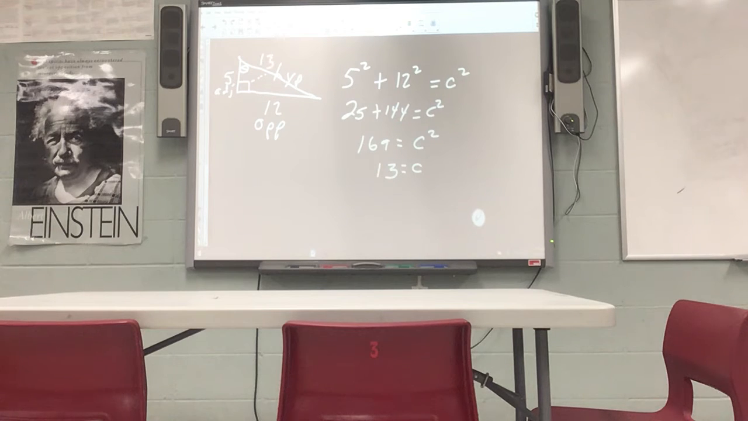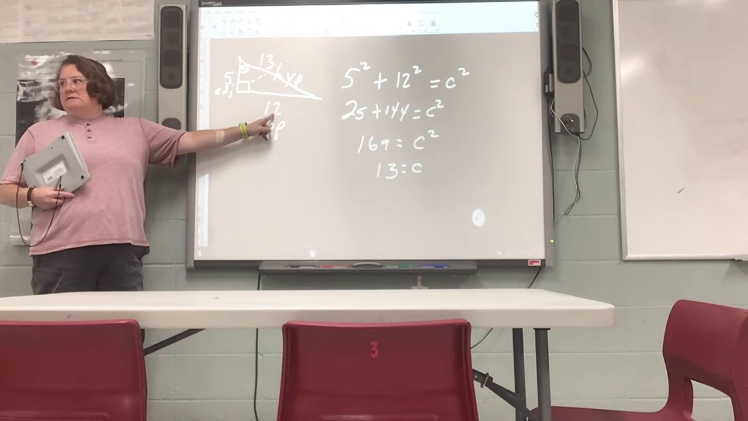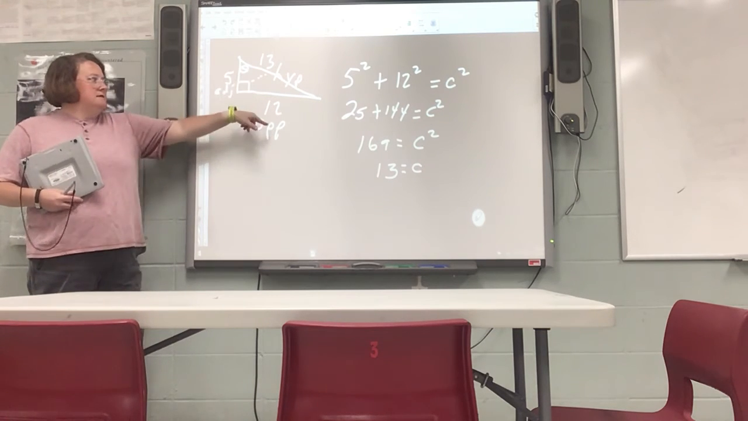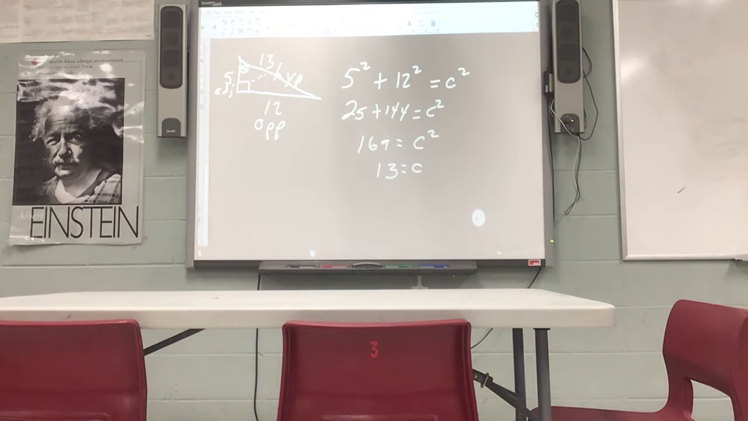Now, if we were doing that math just then and we would have gotten an answer like 11, we would need to know we screwed up, because the hypotenuse has got to be longer. It's got to be your longest side, so it had to be longer than 12. 13 is a little longer than 12. Okay, I'm going to erase that. The Pythagorean Theorem works, so we've got room to do our trig functions.